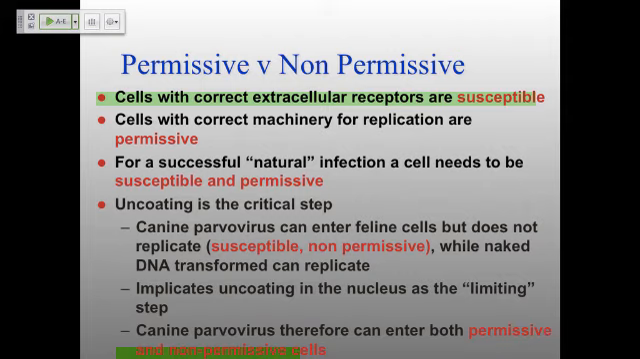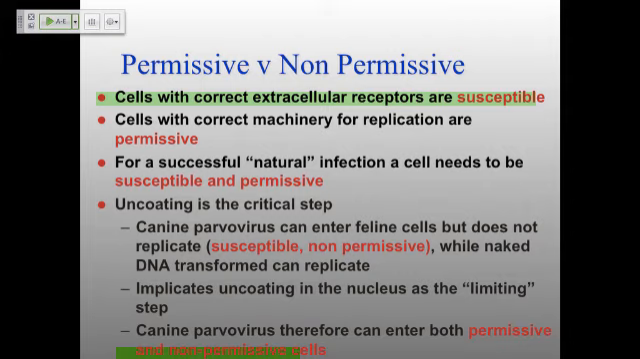So one of the things that hopefully George emphasized, and if he didn't, I'm going to emphasize it again, is this difference between permissive and non-permissive cells, and the difference between permissive and susceptible cells. And so this all has to do with host cells. The basic message here is there are two kinds of cells, susceptible and permissive cells. So susceptible cells are just cells that express the receptor for the virus on the outside. That's all that it has to be a susceptible cell.